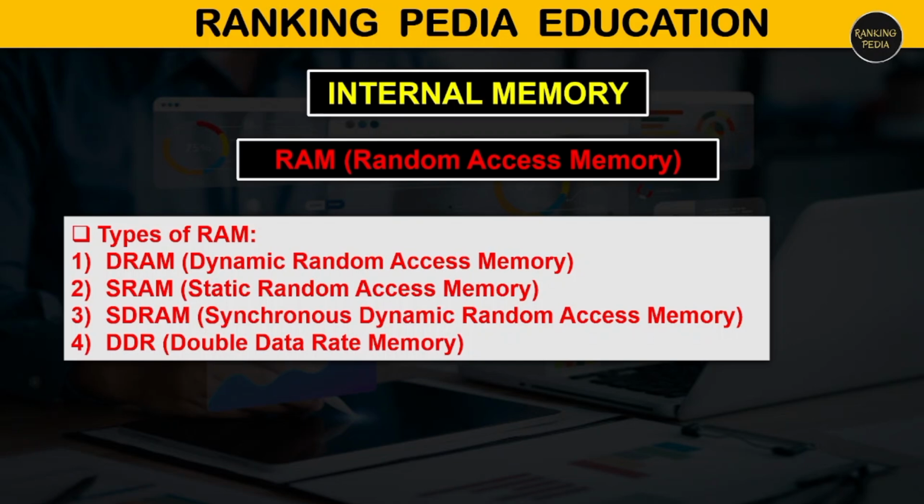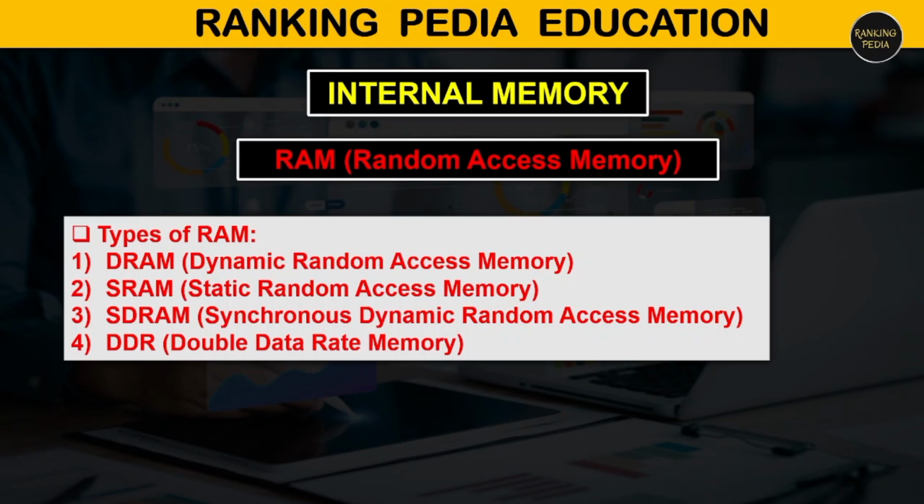Whereas static random access memory is fast and expensive. It does not need to be refreshed like DRAM. This is the main property of static random access memory. What is synchronous dynamic random access memory? It uses a synchronous interface to transmit a large amount of data at a very high speed. That's why its name is synchronous dynamic random access memory.